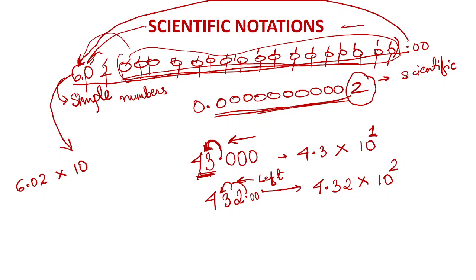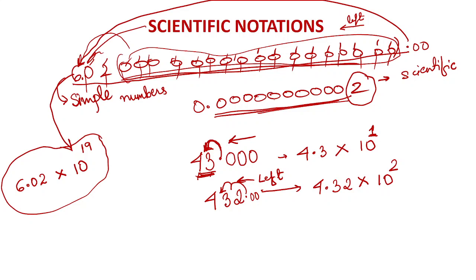In this case also you are moving towards the left. Now when you are moving towards the left, your power will be positive and it will be 10 to the power 19. So the scientific notation for this large number will be 6.02 into 10 to the power 19, and this is accepted as the scientific notation. This is how this type of long numbers are written.